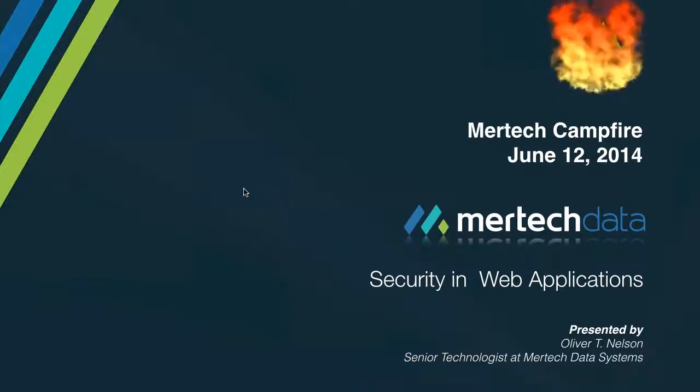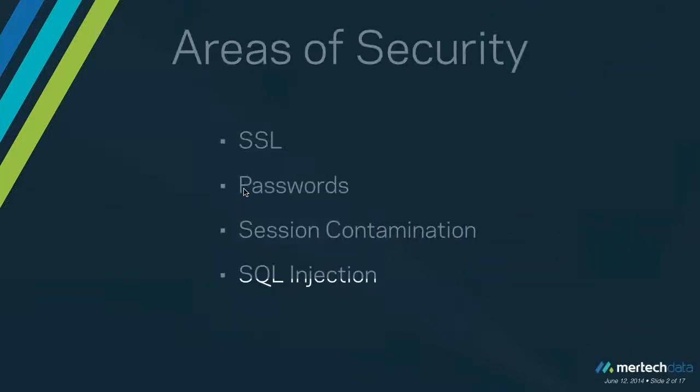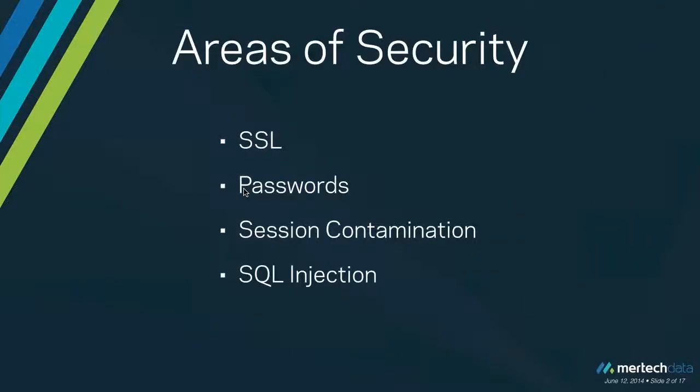Okay, so we're going to really talk about four main areas of web security, and these are SSL, passwords, session contamination, and SQL injection, and we'll touch on a couple other topics along the way. Now, normally when we talk about SSL, essentially what I've told people in the past is use it. Have your entire site encrypted.